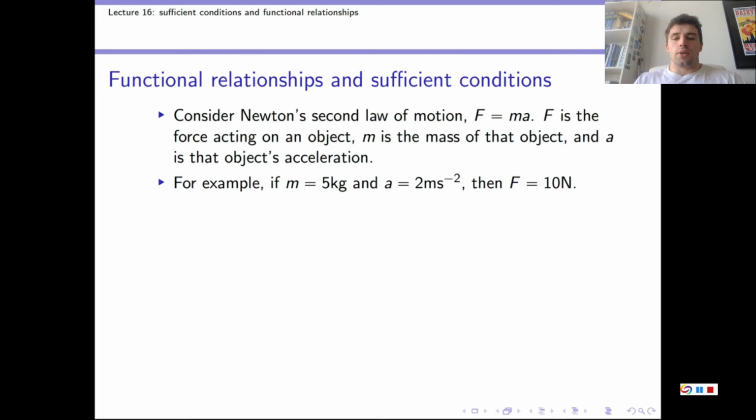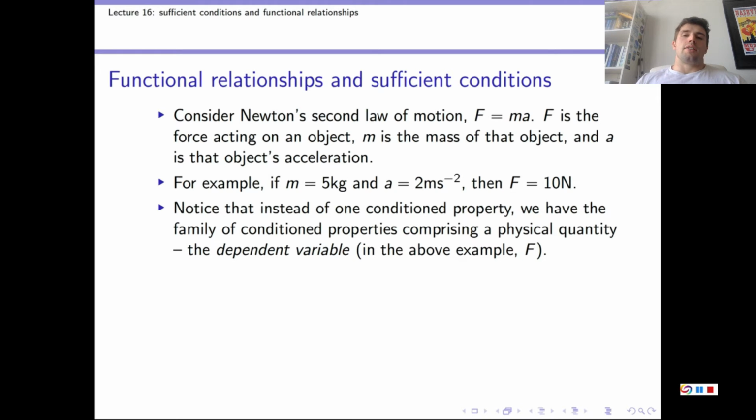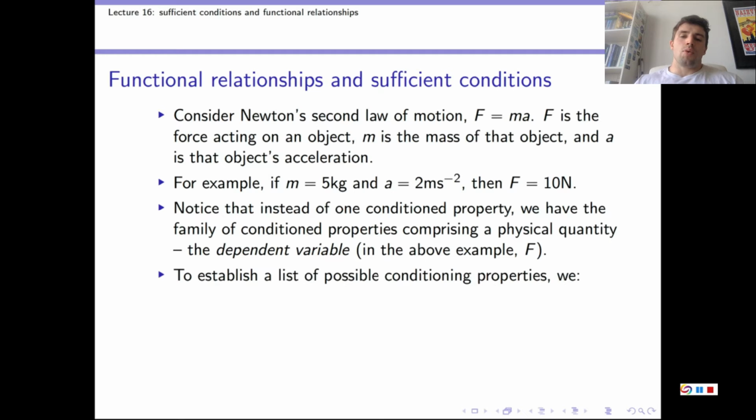Now, since we're still dealing with sufficient conditions, the fundamental principles we use to analyze Mill's methods must still apply here. So how do they apply? Now notice that instead of one conditioned property, we have the family of conditioned properties comprising a physical quantity. And we call this the dependent variable. In the Newton's second law example, this is F. Now, we have a way of establishing for each member of this family a list of possible conditioning properties.